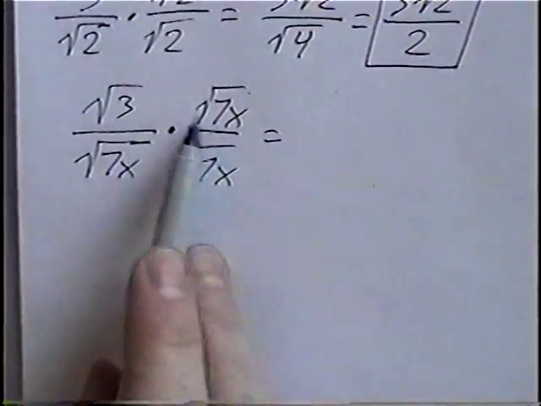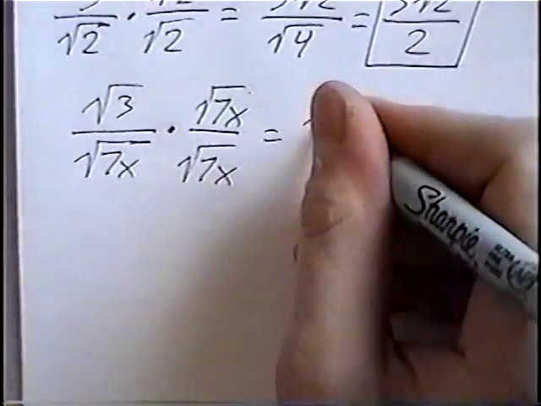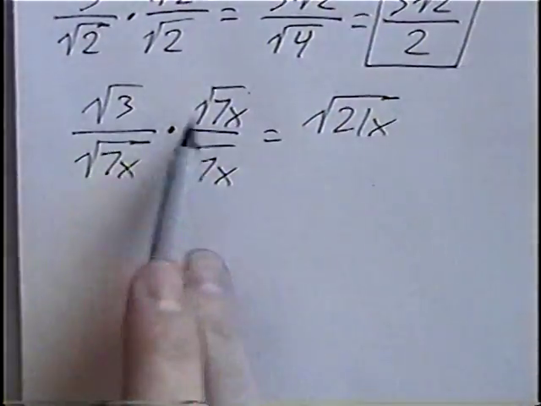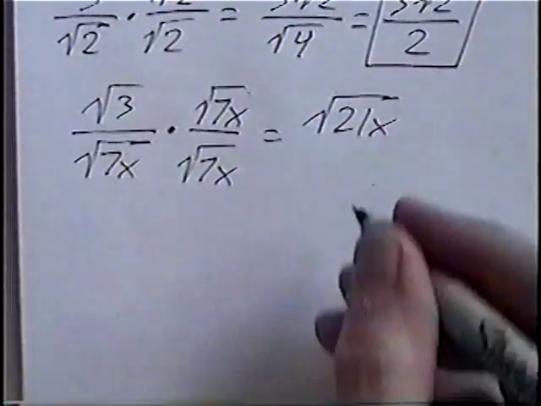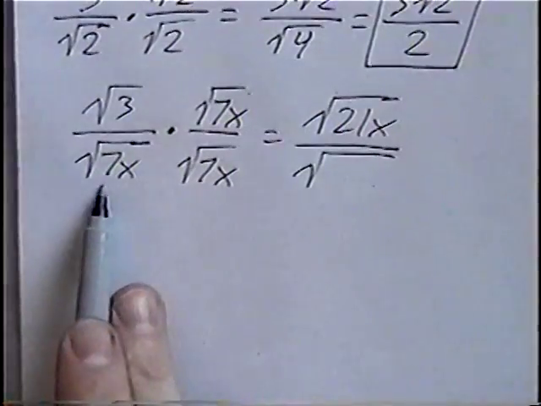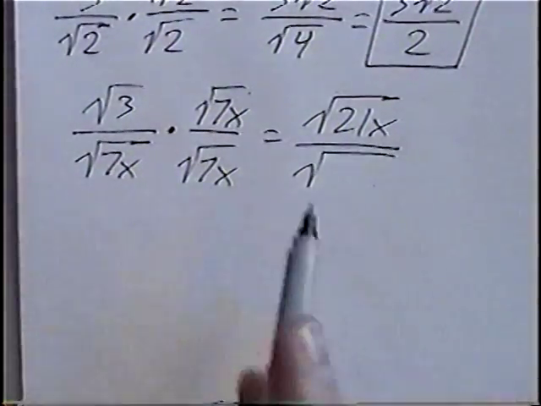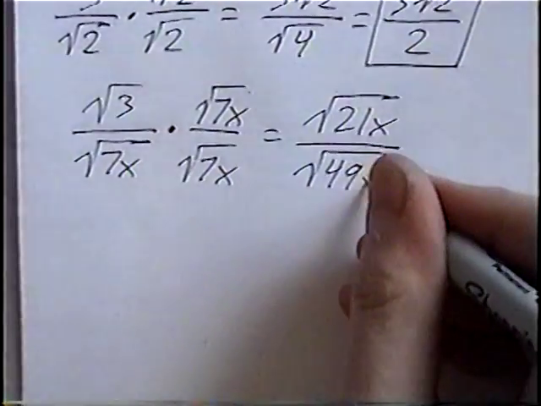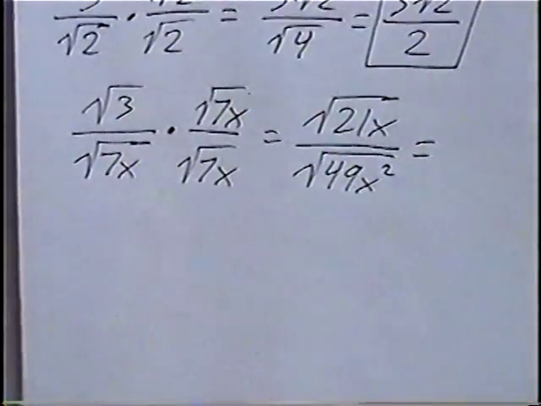The numerator are both radicals or square roots, so you can multiply those together. 7 times 3 would be 21, and the x would be left over. For the denominator, again, they're both in radical form, so 7 times 7 would be 49, and x times x would be x squared.